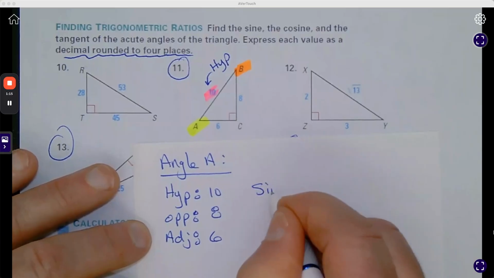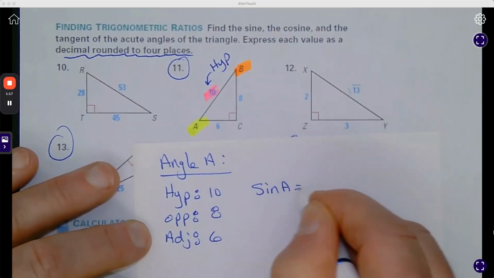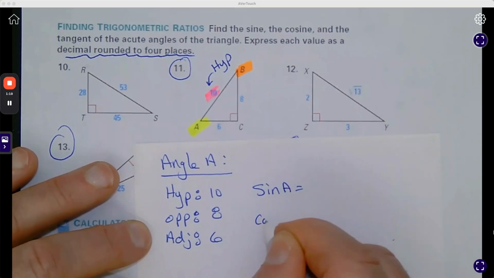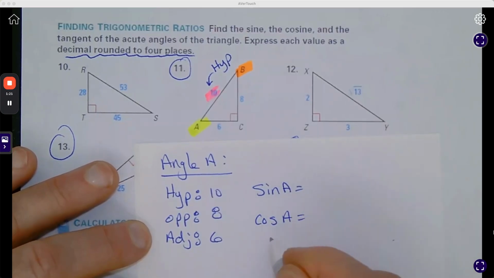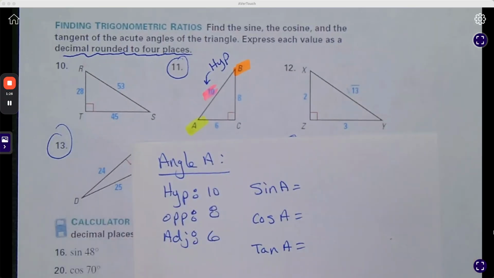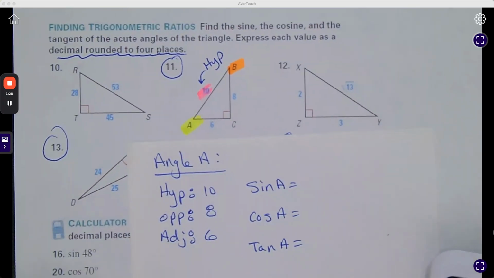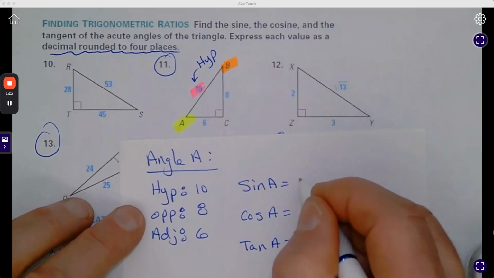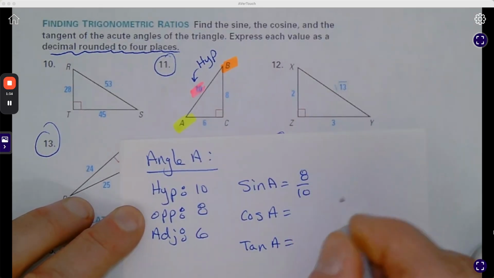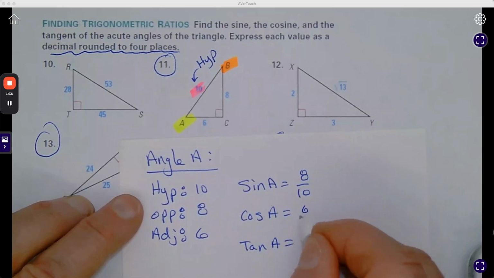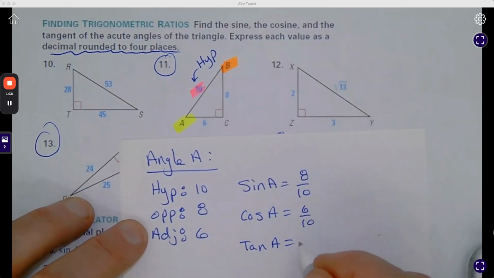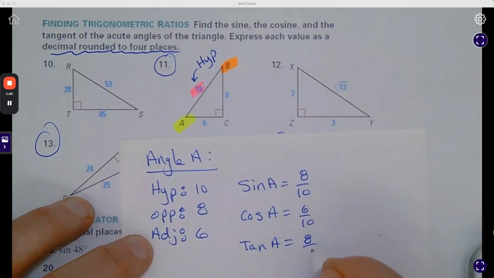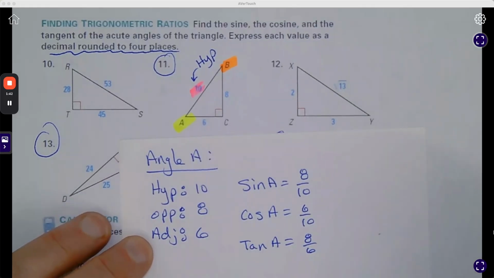Now we're going to find the sine of A, the cosine of A, and the tangent of A. We get to use our calculator. I'm first going to write the ratios, and then we'll use the calculator. Sine is opposite over hypotenuse. Cosine is adjacent over hypotenuse. And tangent is opposite over adjacent. Now, to 4 decimal places.